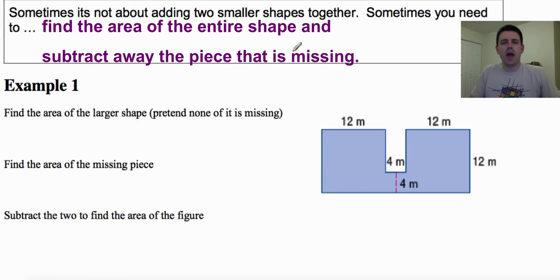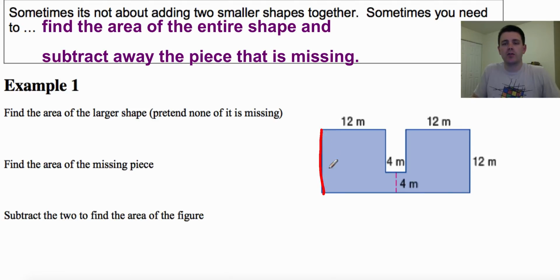Sometimes it's not about adding two smaller shapes together. Sometimes you need to find the area of the whole shape and then subtract away the piece that's missing. Like the problem we talked about in class: picture somebody with a big cake, and somebody stole a chunk out of the middle of it, and we want to know how much is left over. So sometimes instead of breaking it up into several small pieces, think of it as one big shape.